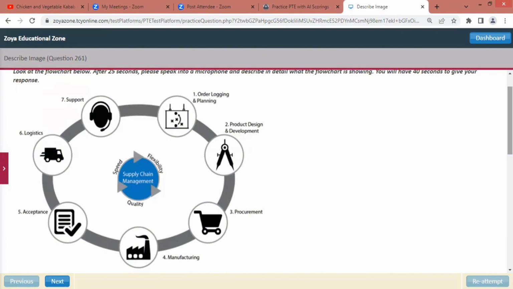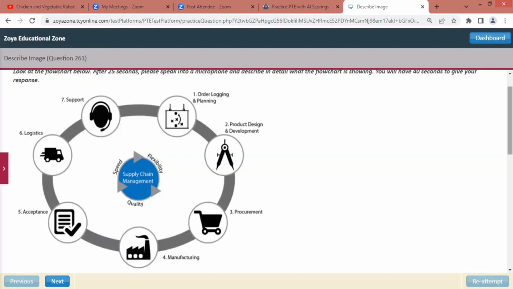So what do we need to do now? Proper pronunciation of the words: flexibility, speed, quality. Supply chain management: flexibility, speed, and quality. These are the three key factors. So we just have to be more clear, to understand the theory properly, in a proper way.